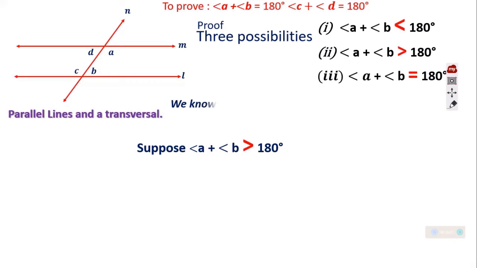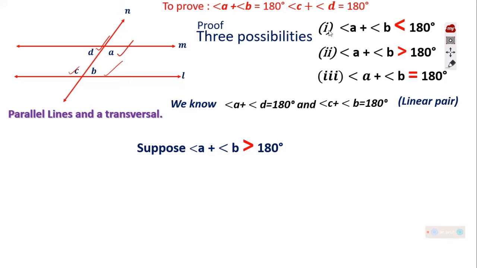When we say this, we should remember that angle A and angle D total, here it is, is equal to 180. The reason is as well as angle C and angle D, these two, its sum is also 180. Reason is they are linear pairs. They are pairs on a line. You know that.